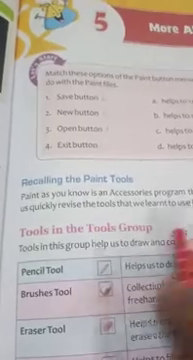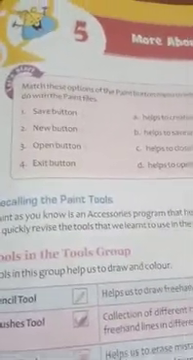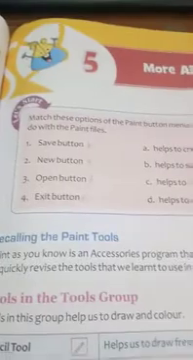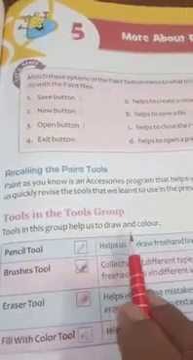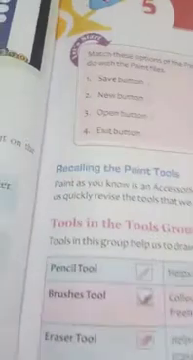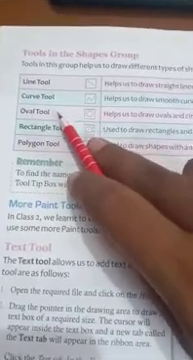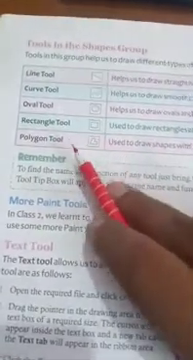So I think all of you also know how you can open a Paint program, and the Paint program is used to draw and color any picture. If you want, then you can draw easily on the Paint program and color it as per your choice. Okay students, so tools in this group help us to draw and color. There are pencil tool, brushes tool, eraser tool, fill with color tool. And tools in the shapes group: line tool, curve tool, oval tool, rectangle tool and polygon tool.